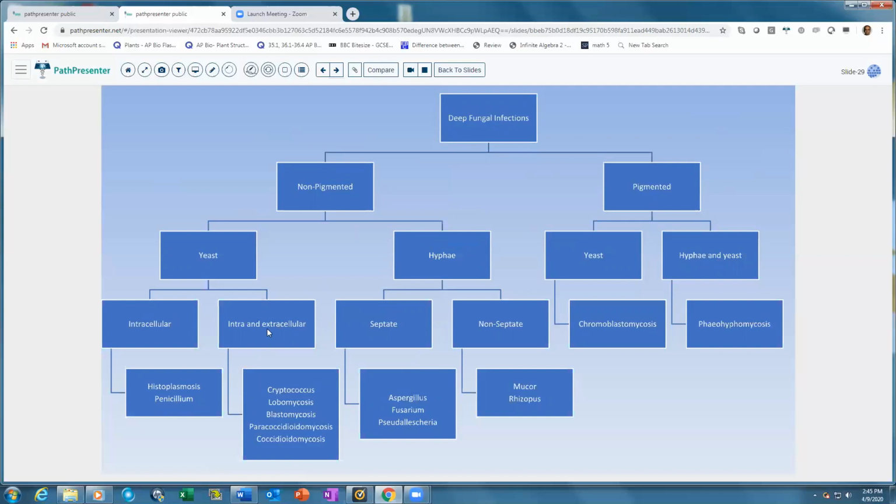And when we talk about the yeast being both intra and extracellular, that is within the interstitium as well as within the giant cells and the macrophages, we are talking about the group of infections that include Cryptococcus, lobomycosis, Blastomycosis, Paracoccidioidomycosis, and Coccidioidomycosis.